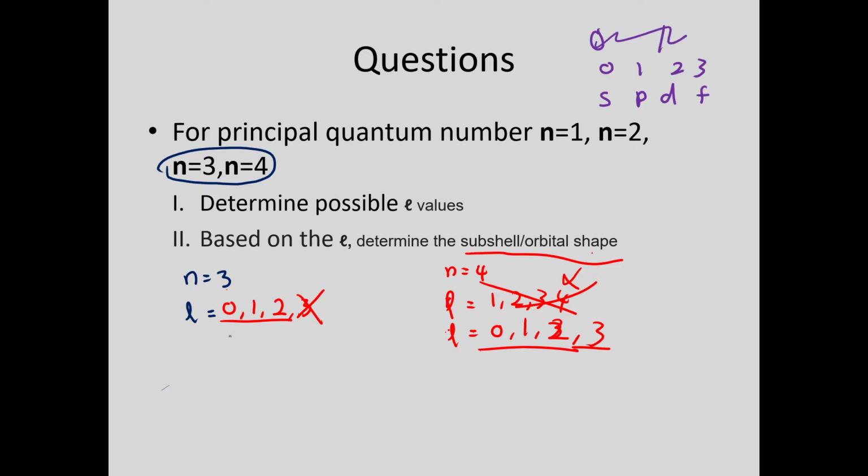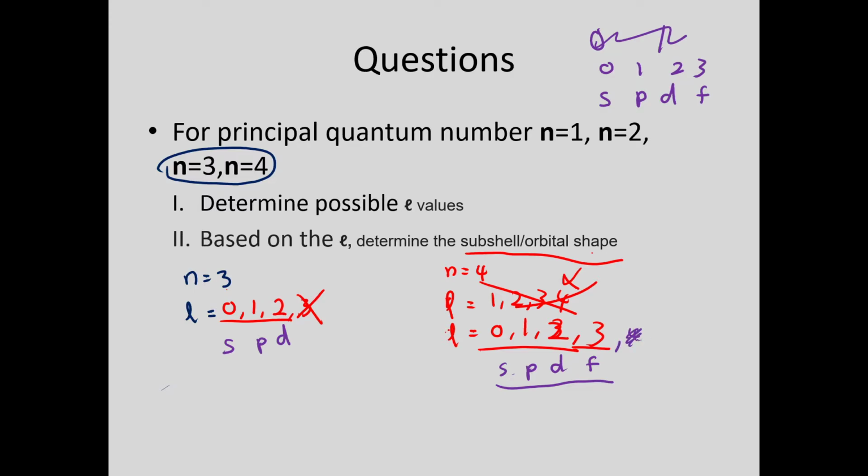So if 0, it is S. For 1, it is P. Then D, and F. So S, P, D, F. This is by far the most used. In the periodic table, we also use up to F. But there are elements that will have an L more than 3, which is 4.